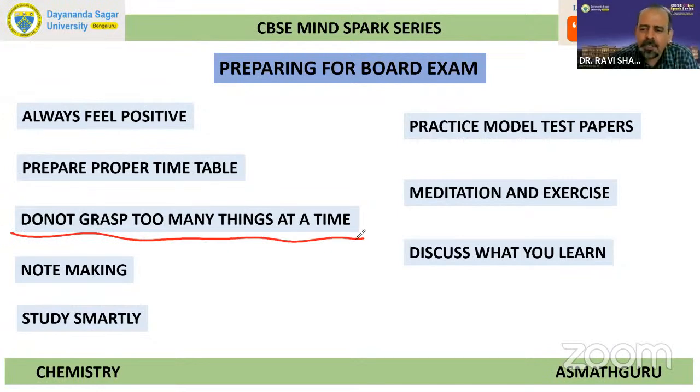Today I could have taken all the chapters, but purposefully I have not. I have taken only organic chemistry. Even in organic, I have taken those chapters which have more marks, which are aldehydes and biomolecules. In my first session, I'll be discussing only aldehyde. Then I'll go for biomolecules. So don't grasp too many things at a time. Just one chapter, one particular topic, one particular subtopic. You start with that one.